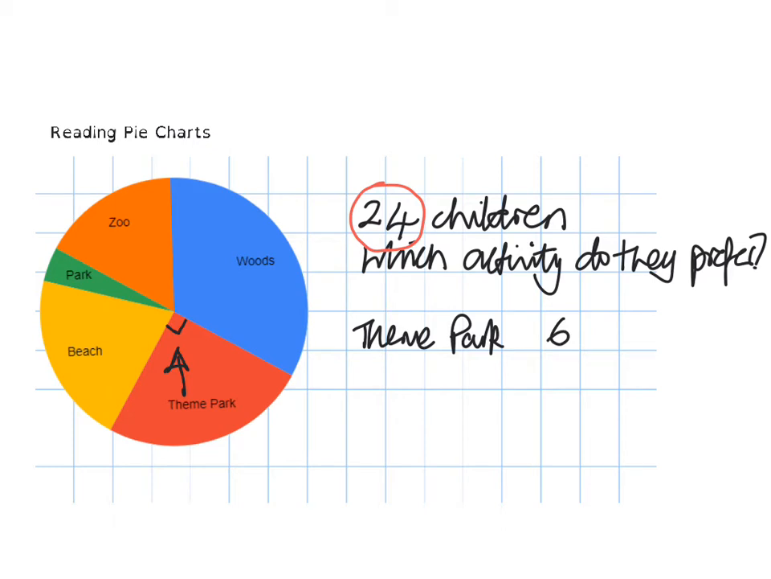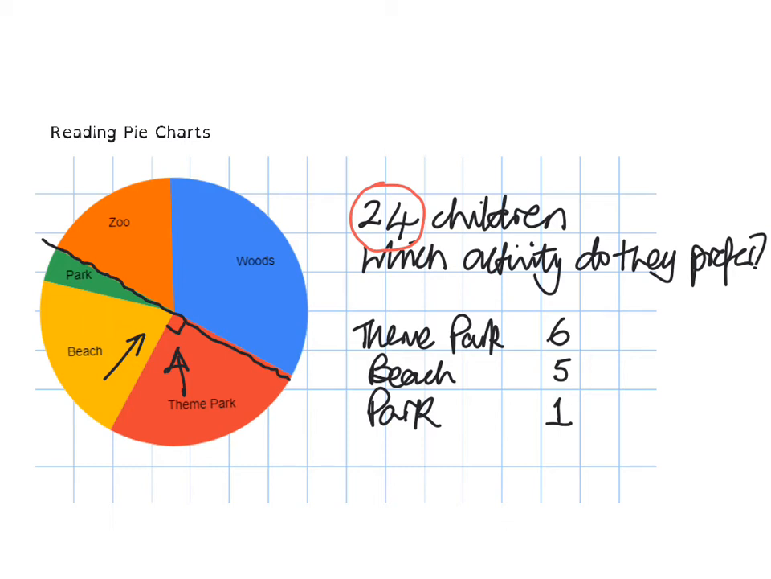Once we've done that, it looks like the beach is slightly less than the theme park. So I would say, as an estimate, this is probably 5 children, because it's less than a quarter. So we could say the beach is 5 children. If the beach is 5 children, it looks like we've got a pretty straight line going down there. So the park is probably 1 child. And if we're correct, then we should have a total of 12 so far, because we've covered half. Yes, we have. That's good.